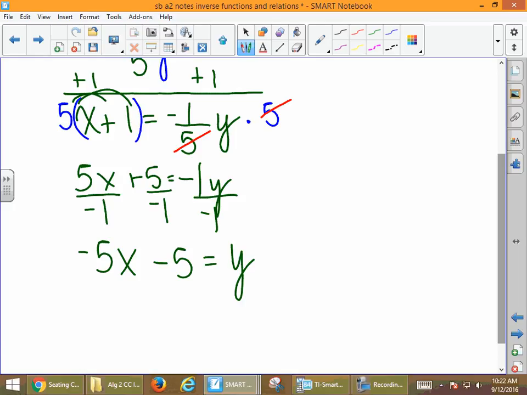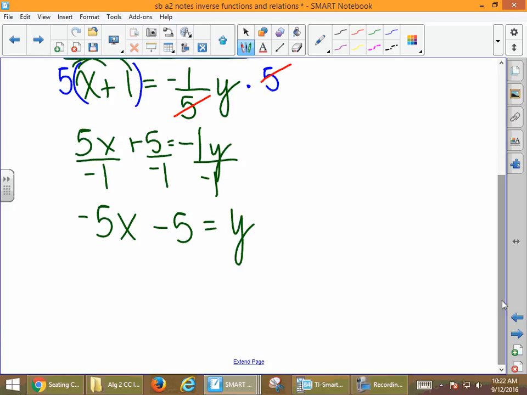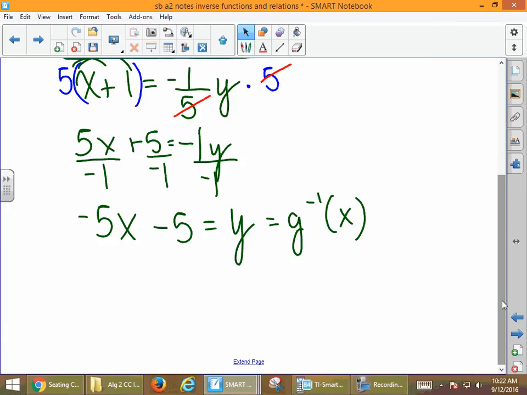It depends on your teacher, but usually what I do is I just write the inverse in this step. There's the inverse notation. G to the negative 1 of x equals negative 5x minus 5. Good steps to follow. We started in on Friday on that. We're finishing this part up at least today.